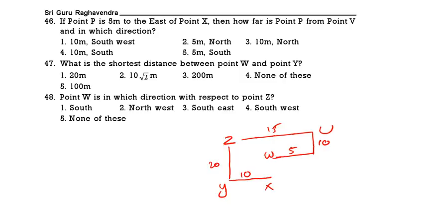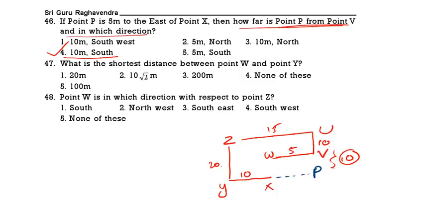Now, first question. If point P is 5 meters to the east of X. Now, east of X, after 5 meters, we are having V. P. Now, how far is P from V and in which direction? P from V, the distance is, this is 10, this is 20, this distance will be 10. And where is P with respect to V? South. So, answer is 10 meters south.